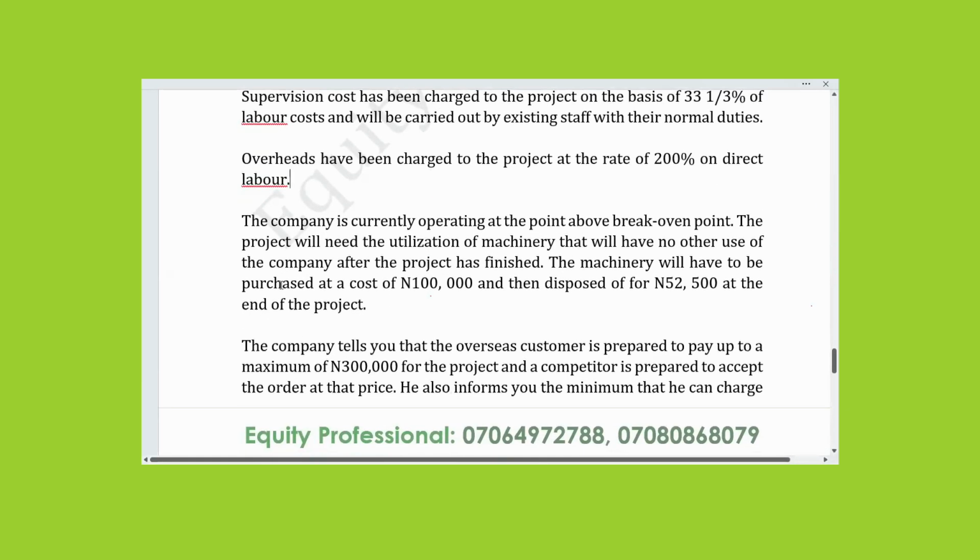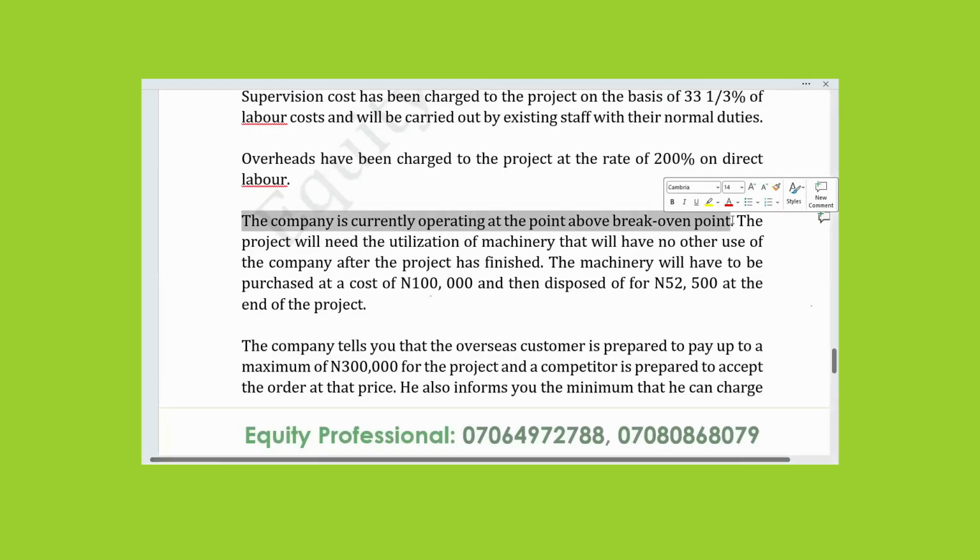We ignore. Next item. The company is currently operating at the point above break-even points. The break-even point is the point where revenue equals total cost. Point of no gain. Below the break-even point is a loss. So if the company is above the break-even point, it means that the examiner is only telling you that the company is profitable. That's what they are trying to explain there.